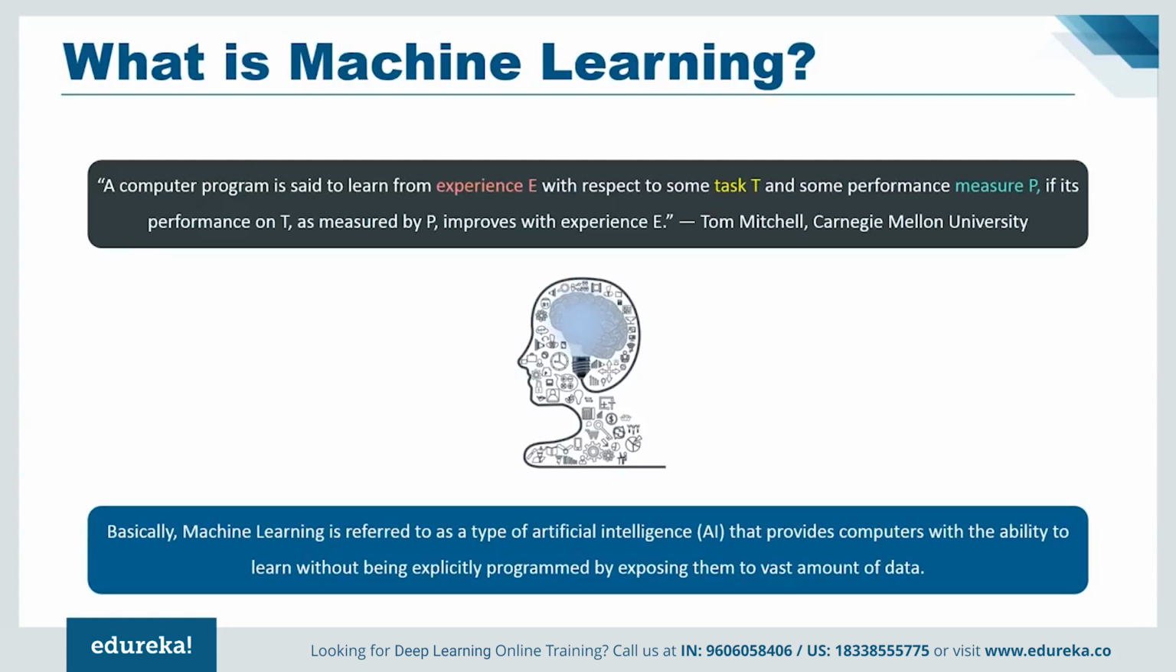So basically, machine learning is referred to as a type of artificial intelligence that provides computers with the ability to learn without being explicitly programmed by exposing them to vast amounts of data. Now, the core principle behind machine learning is to learn from the datasets and try to minimize the error or maximize the likelihood of their predictions being true. Even though machine learning had great advancement, there were some drawbacks of machine learning.